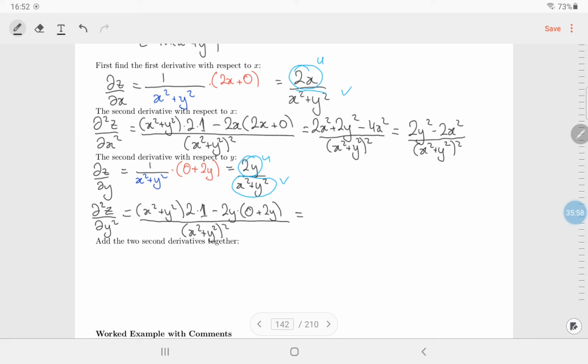And we'll tidy this up a little bit. We'll take our time. So the x squared plus y squared times 2 is 2x squared plus 2y squared. And then minus 2y by 2y is minus 4y squared. All divided by x squared plus y squared, all squared. And so we have 2x squared, and then 2y squared minus 4y squared is minus 2y squared.